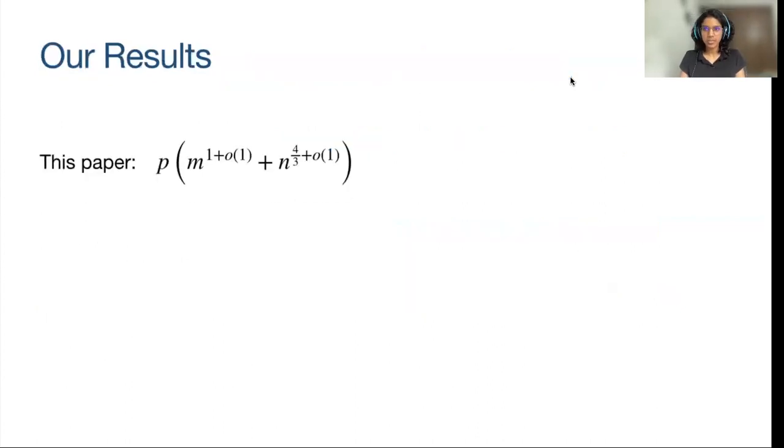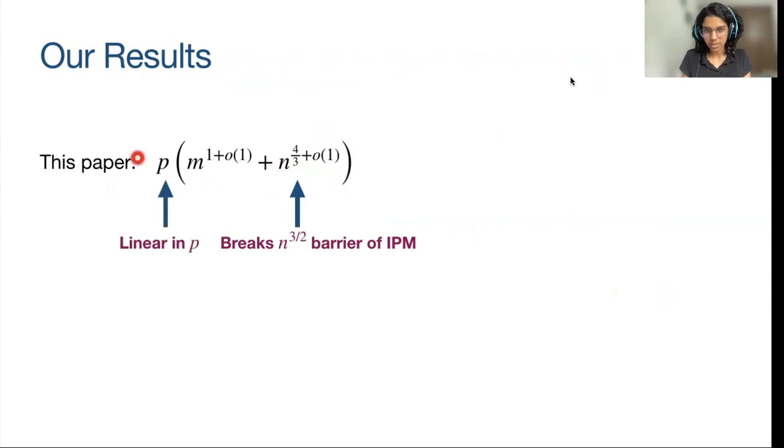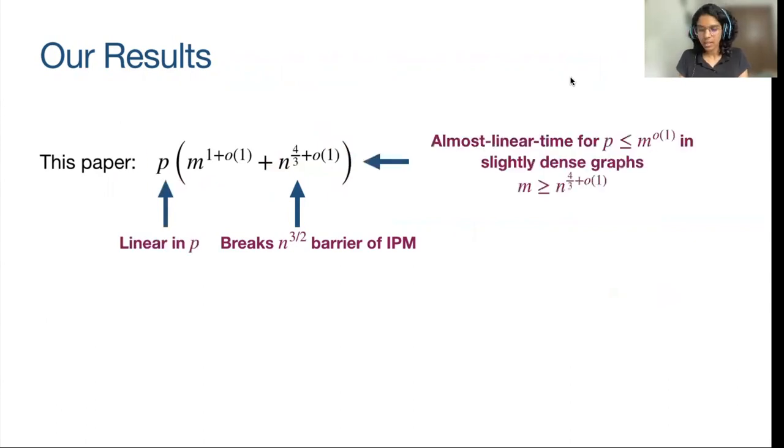In this paper, we give an algorithm that's almost linear time. We're able to break the square root m barrier of interior point methods, and the runtime is only linear in P. And if you consider slightly dense graphs, that is graphs which have the number of edges at least these many, then our algorithm is almost linear time.